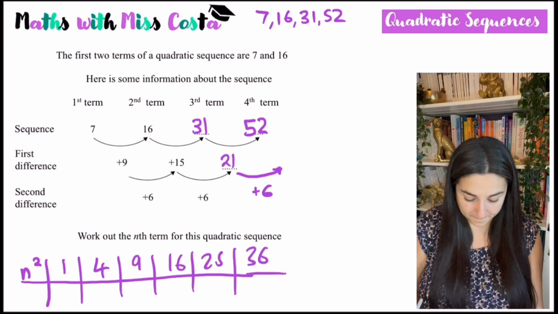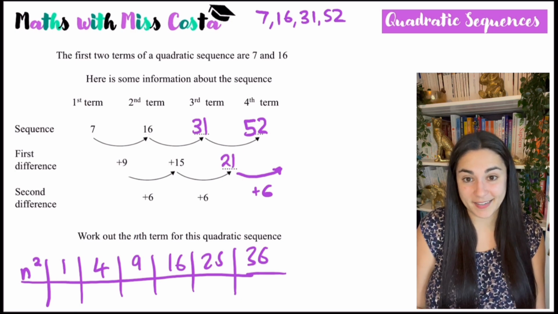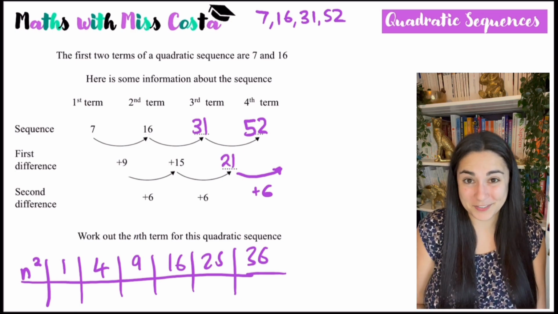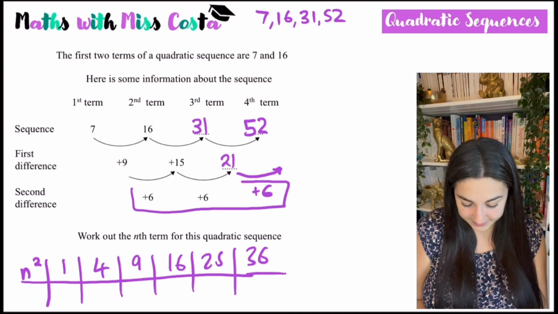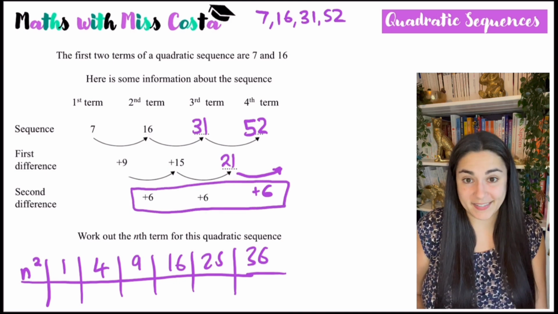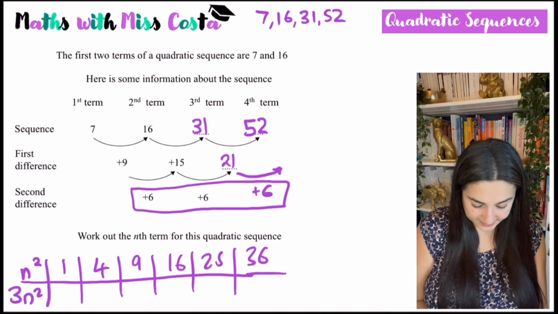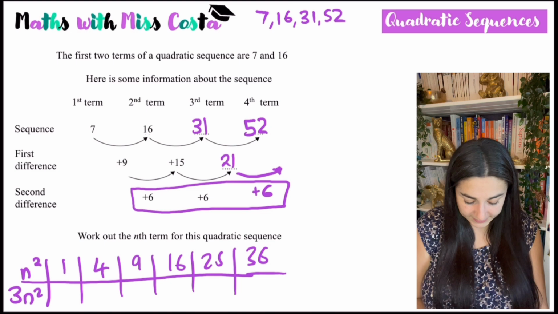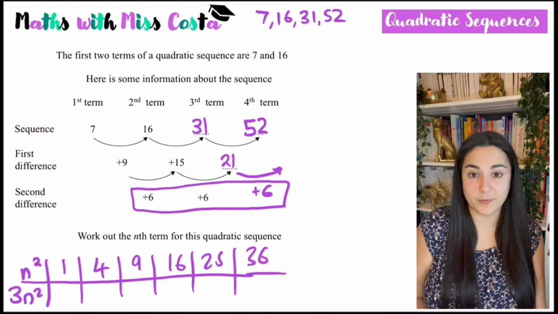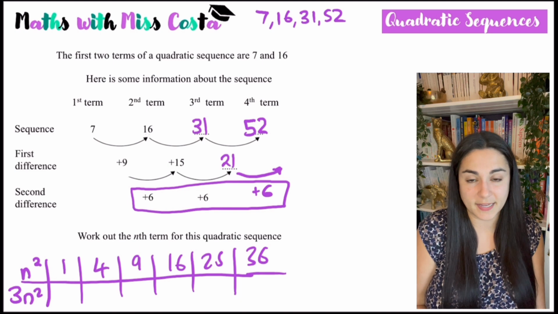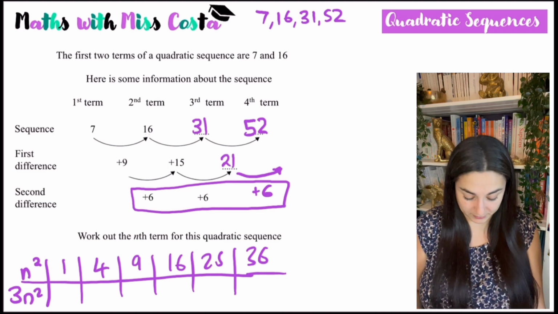Okay, but it's not just going up in the square numbers. It might be going up in something more than just the square numbers. And in this case, you figure out what that is by working out the second difference and halving it. So it's going to be going up in the 3n squared times tables. If the second difference was 4, then it would be the 2n squared times tables. And if it was going up in 2's, then it would just be the n squared times tables.